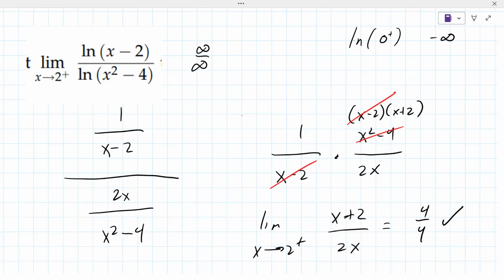Okay, so some sort of an optimization problem. Oh wow.